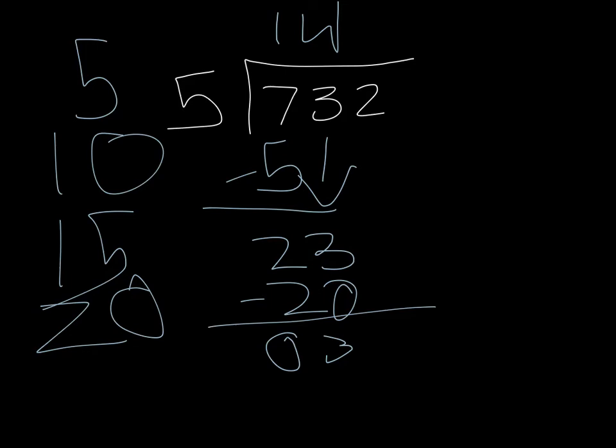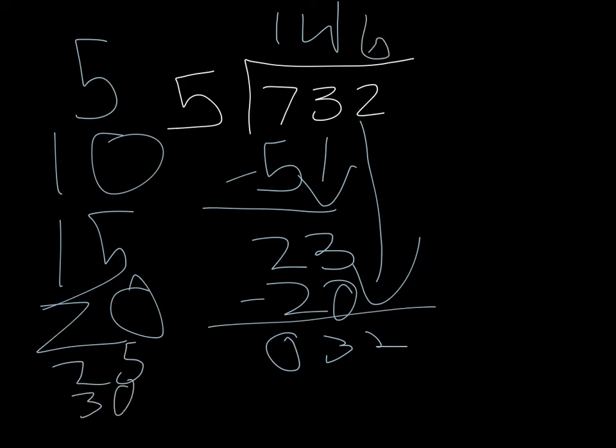And how many 5s can go into 32? It's 6. Put the 6 above the 2. And 5 times 6 equals 30. Subtract it. 2 minus 0 equals 2. That's your remainder.